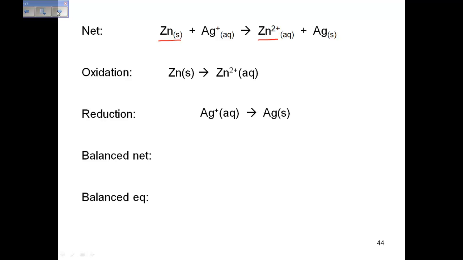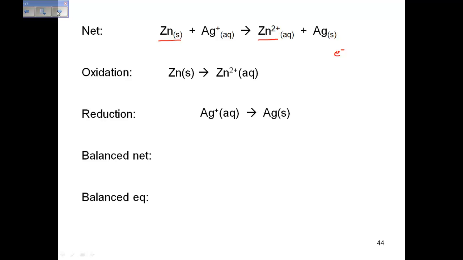For the reduction, once again, I have one silver, and I have one silver on the product side. Therefore, it's balanced with atoms as well. This is where we would take into account hydrogens, hydroxides, etc., if we needed them to balance the atoms. The next step after you balance atoms is to balance charges. One thing to realize is that we have electrons, which are -1 charge, at our disposal to balance the charges.